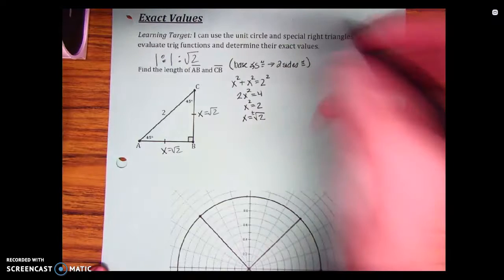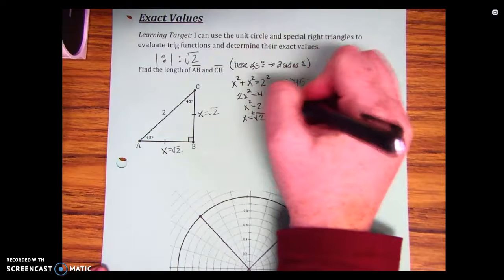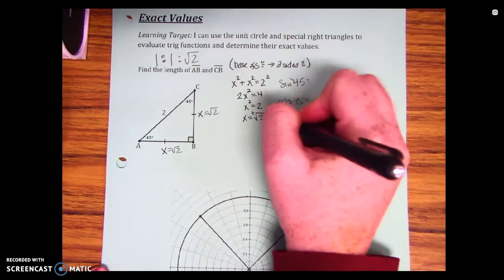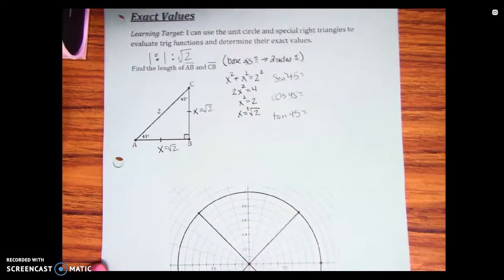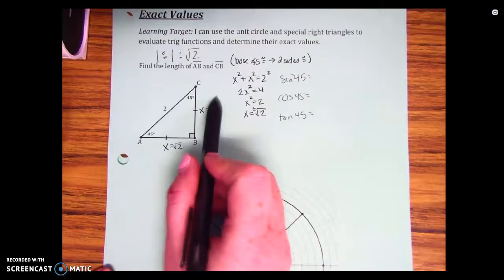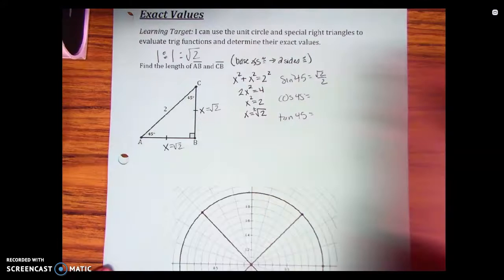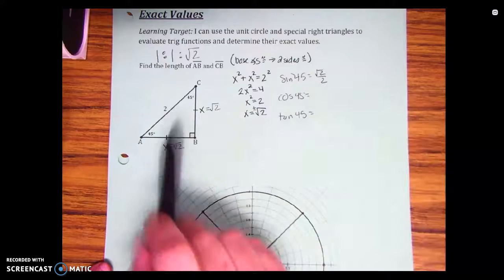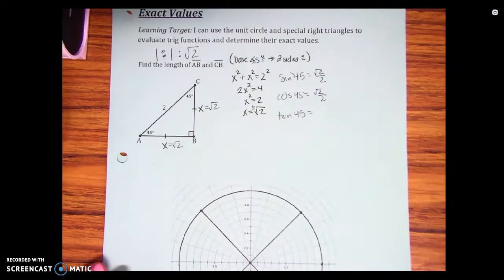So if I think about my trig functions, the sine of 45, the cosine of 45, and the tangent of 45, every angle that's a multiple of 45 will have the same trig values. So opposite over hypotenuse, or my y value over my radius, is the square root of 2 over 2. So the sine of 45 is always the square root of 2 over 2. Same thing with the cosine of 45. So the sine of 45 and the cosine of 45 have the same value.